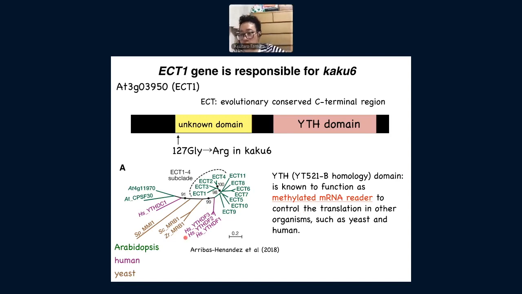This is a phylogenetic tree of YTH domain proteins. Green is Arabidopsis, violet is human, and brown is yeast. Arabidopsis has more than 12 YTH domain proteins, including 10 ECT genes here. ECT1 is here, in the ECT1-2-4 subclade.